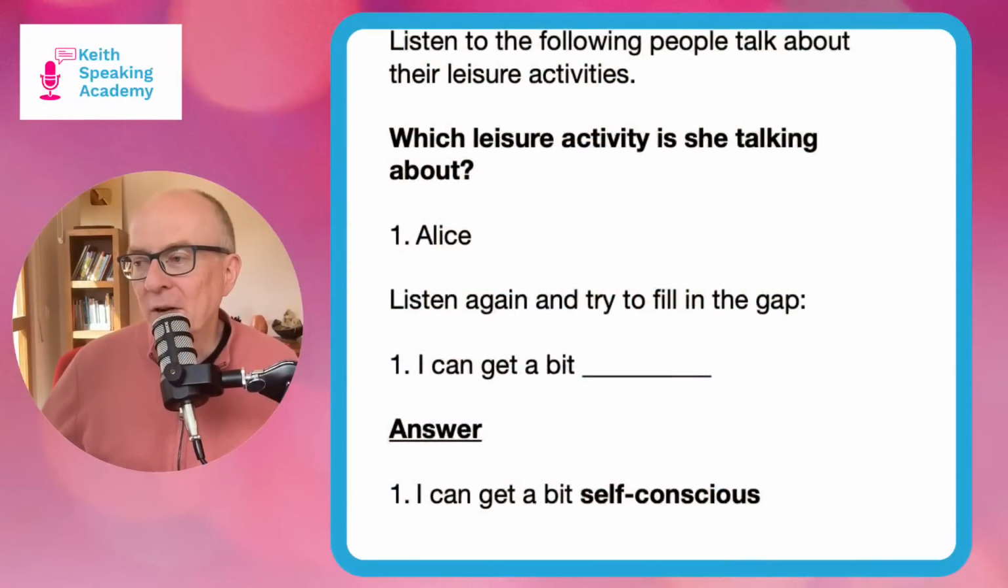I'll explain again. Self-conscious is when you're aware people are looking at you. So maybe you're walking down the street with some very bright clothes. People are looking at you and you feel a bit shy, a bit embarrassed. You're self-conscious. You're a bit shy because people might be looking at you. That's the idea, right? She can get a bit self-conscious because she's doing something in the park, right?